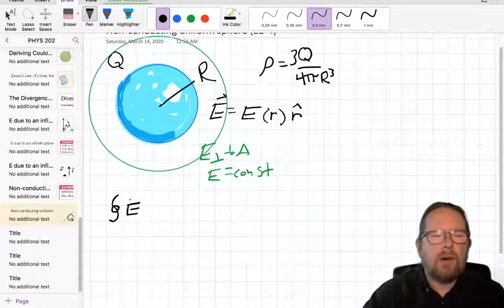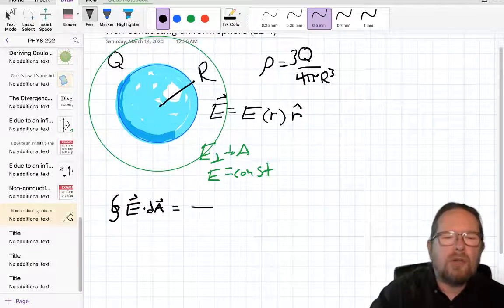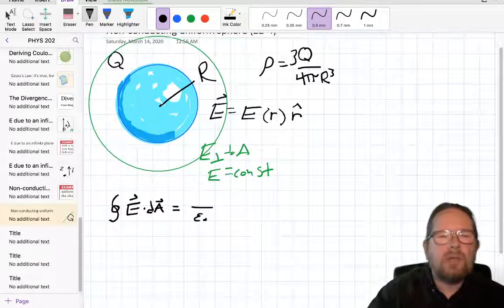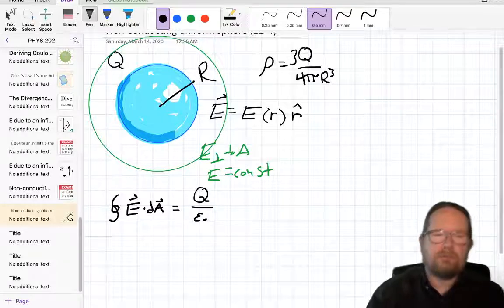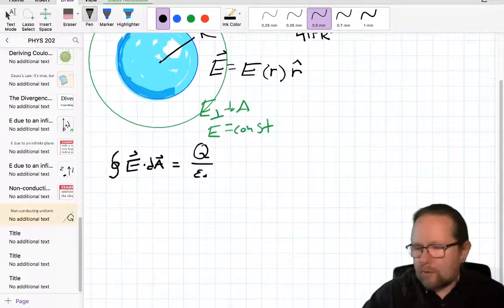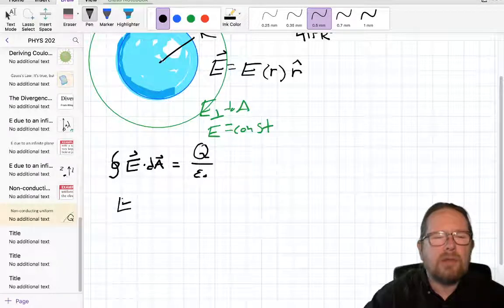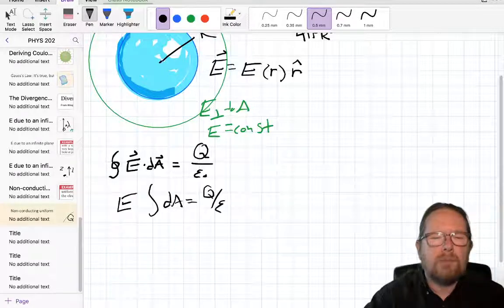So we know from Gauss's law that the integral of the electric field over this closed surface perpendicular to the area, or another way to phrase it, the flux of the electric field through that closed surface, is equal to the enclosed charge divided by epsilon naught. What's the enclosed charge? Well, it's the whole charge of the sphere, because the whole sphere is inside of our surface. The electric field is the same everywhere on that sphere, so I can just write this as E times the integral of dA is equal to Q over epsilon naught.